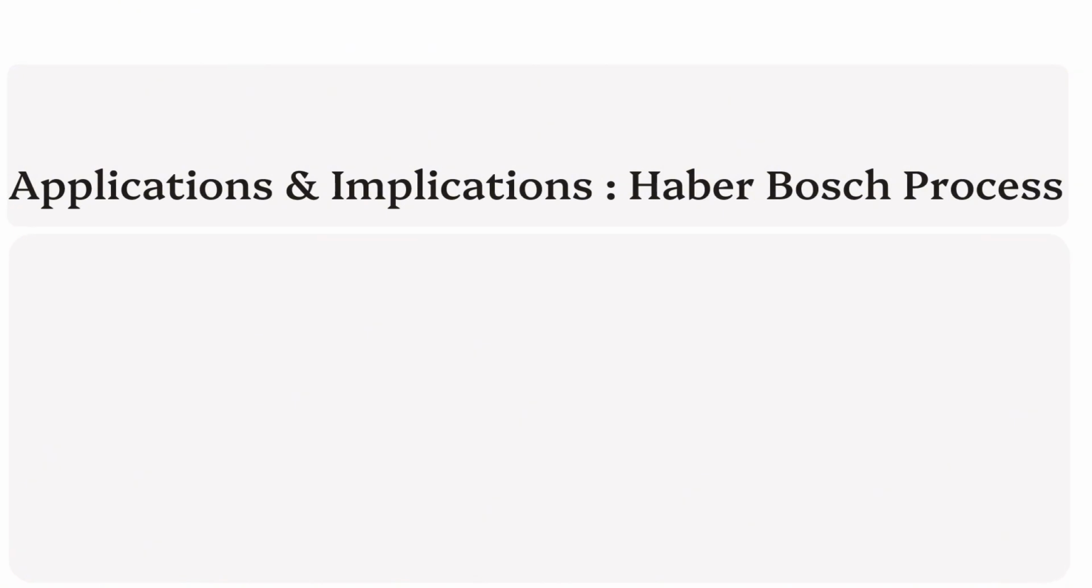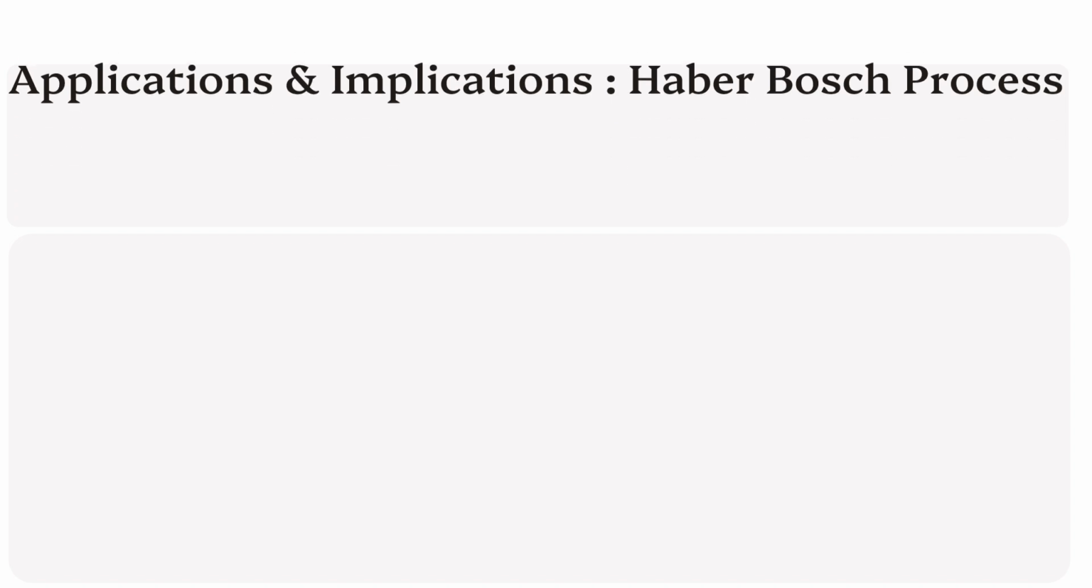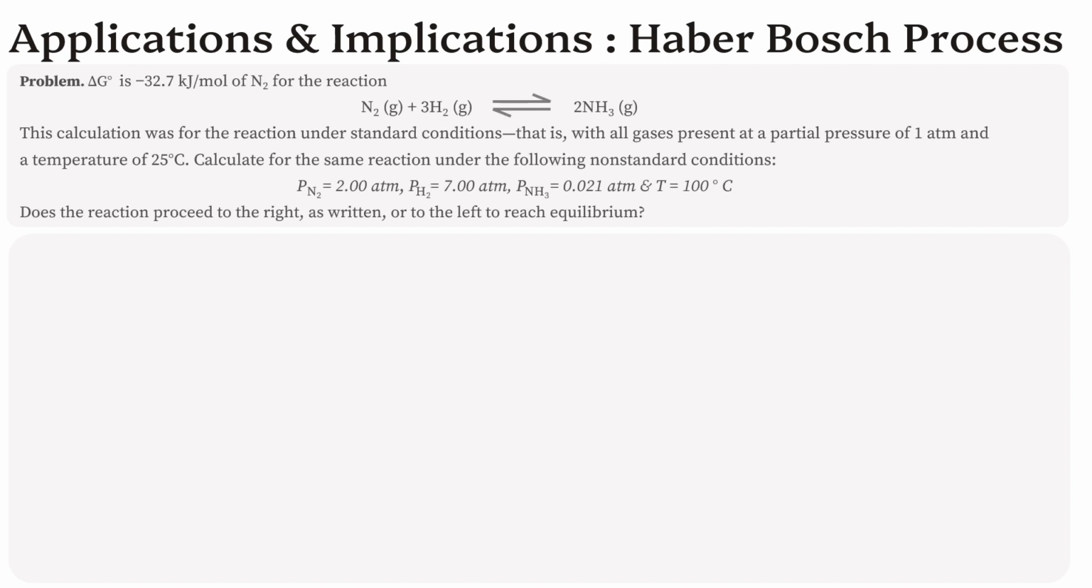Now, let's see an application of everything that we have learned today in the Haber-Bosch process. We have a problem at hand, and it is the reaction of ammonia production in industry in the Haber-Bosch process. There is a standard value of free energy given, minus 32.7 kilojoules, and non-standard conditions are given where we have to calculate the del G and determine whether or not the reaction will proceed to the right.